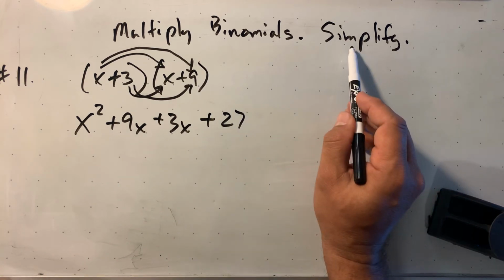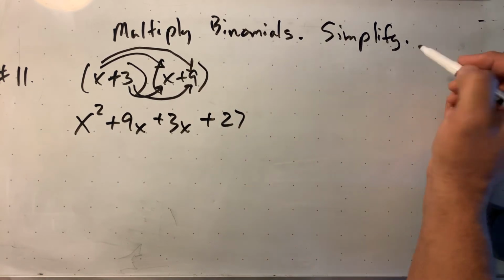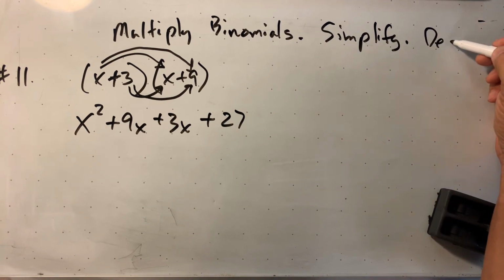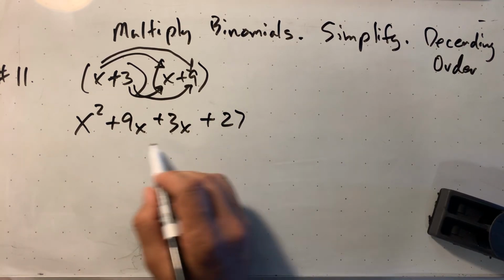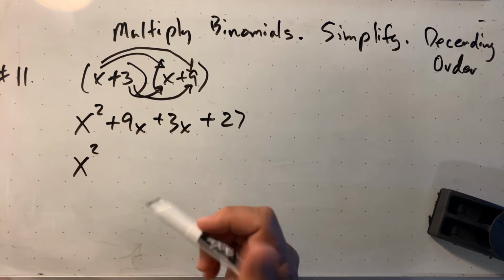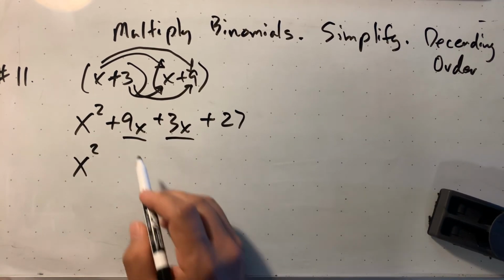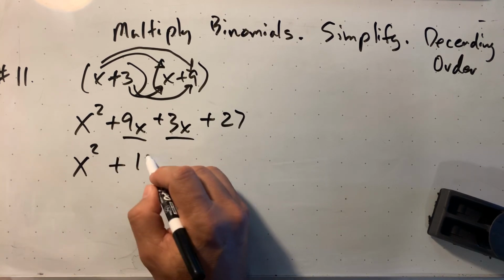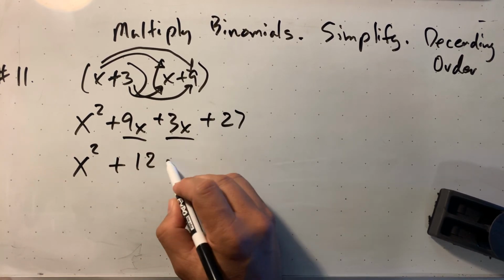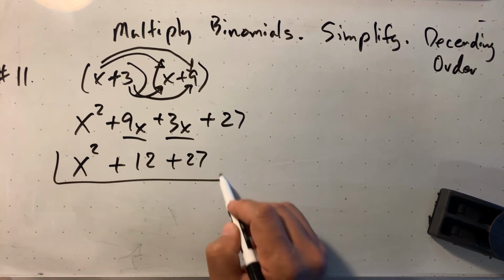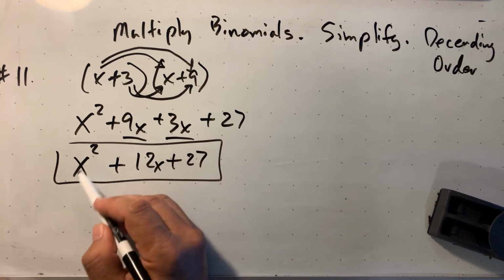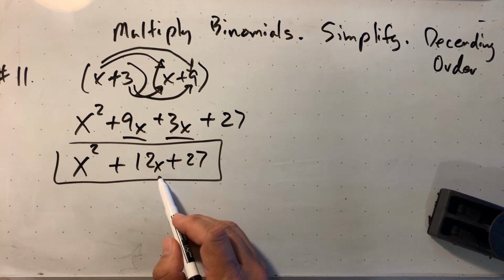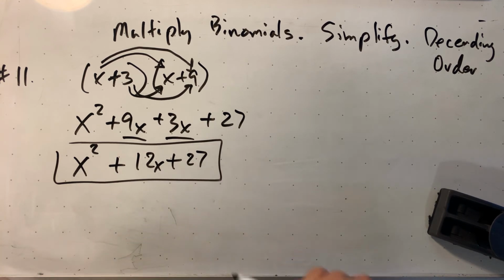Now, we have to simplify it, and we also want to leave it in descending order. Okay, so the highest power term is x squared. There's no other x squared terms here, so we're just going to write that first. And now we can combine these x terms. So 9x and 3x gives us plus 12x. And then lastly, you have the constant of 27, so plus 27. And there's our final answer left in descending order with the highest power x term first, then on down the line in descending order till we get to the constants.